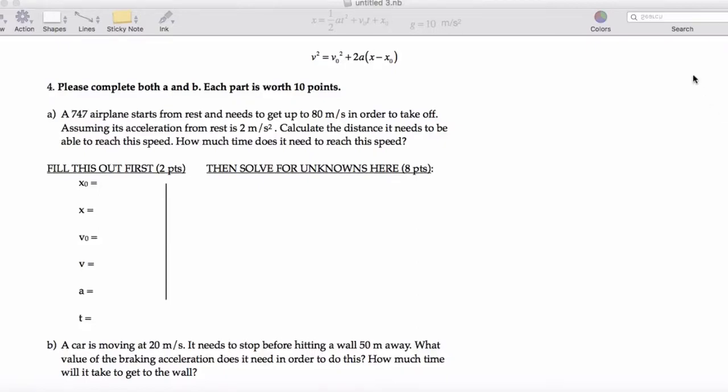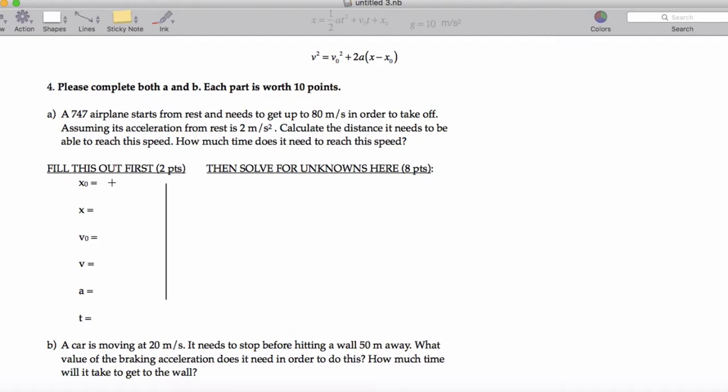All right, problem number 4. We have an airplane that's going to take off. It needs to get up to a speed of 80 meters per second, and it starts from rest. We have its acceleration, and we want to calculate a couple things. First, the distance it needs to be able to get up to the speed, and then the time it takes to do that.